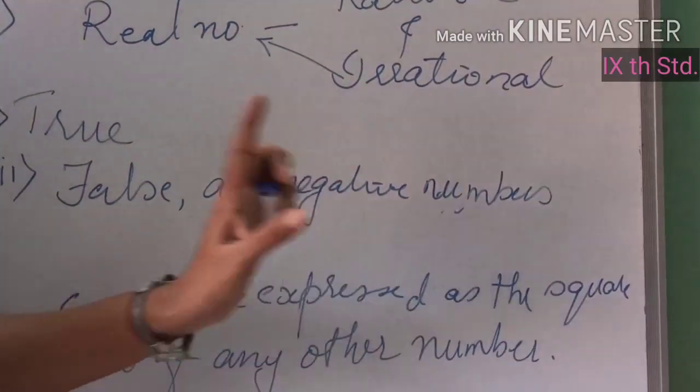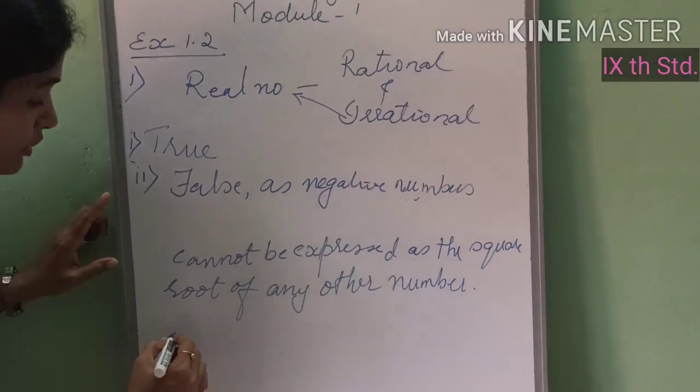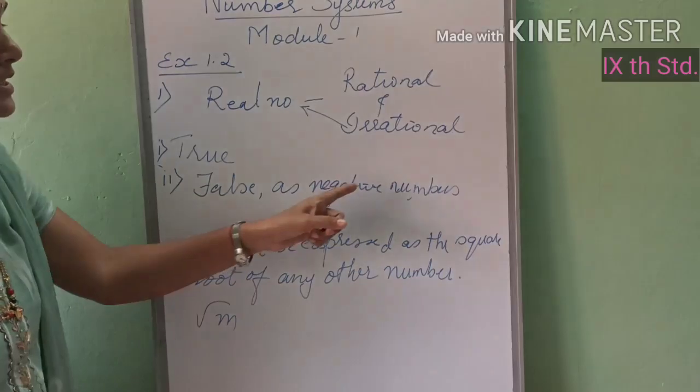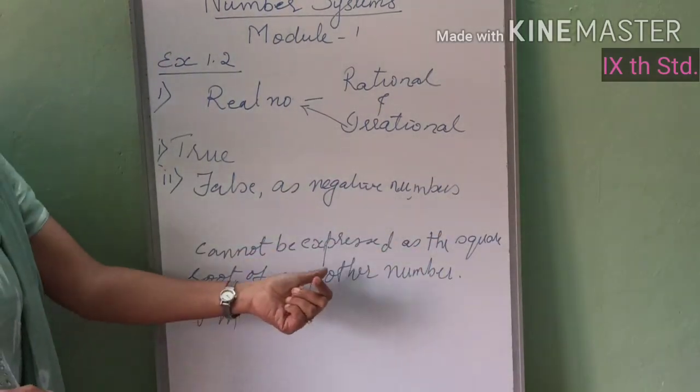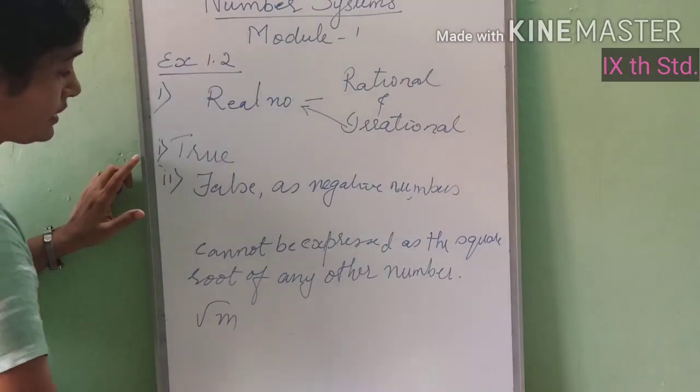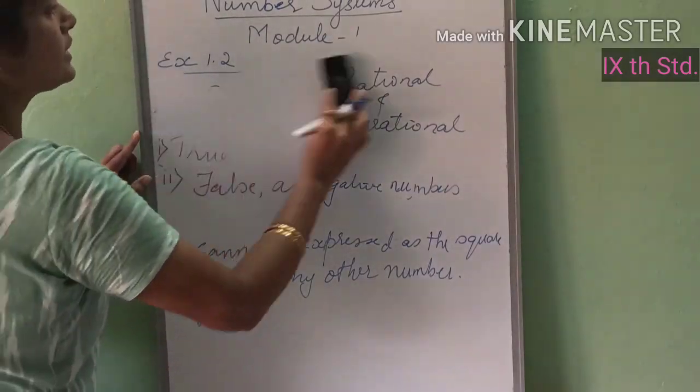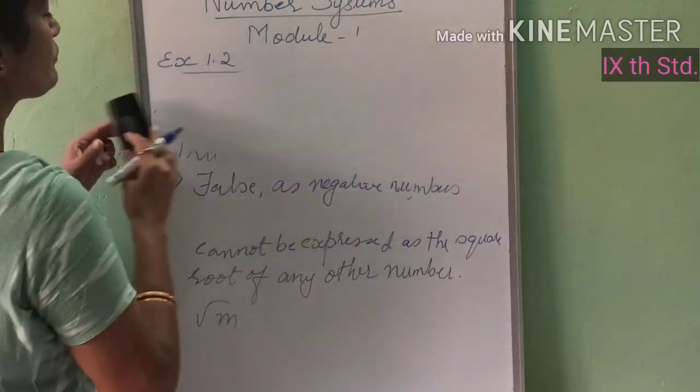Negative numbers cannot be expressed in the form root m, because these negative numbers cannot be expressed as the square root of any other numbers. Okay. Then coming to the third part of it. First question.